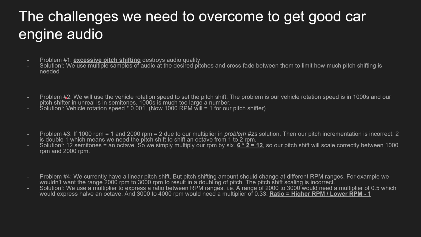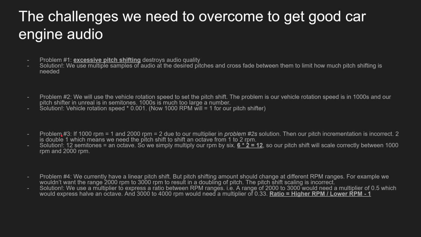Now problem 2, we're going to be using the vehicle rotation speed. That's essentially the revs of the engine, and we're going to be using that number to set the pitch shift. The problem is our vehicle rotation speed is in thousands, and the pitch shifter in Unreal Engine is obviously in semitones. So you're using a number that is in thousands, which is too large because we're just dealing with 1 to 12, essentially. The solution here is very simple. You just multiply that number by 0.001, which takes it from thousands to ones.